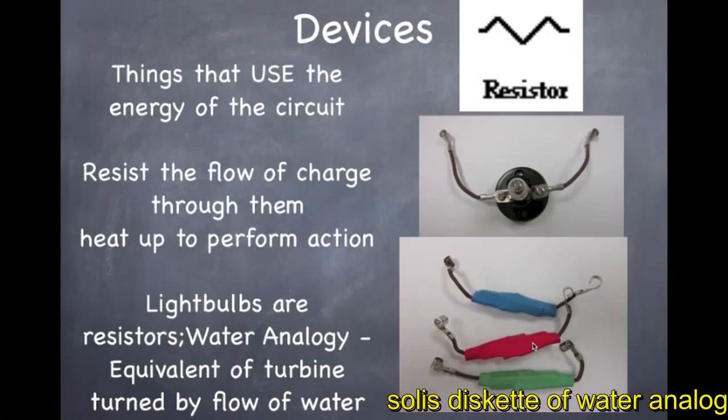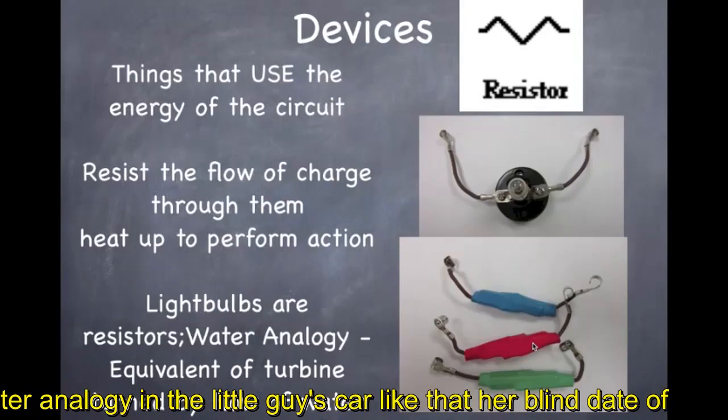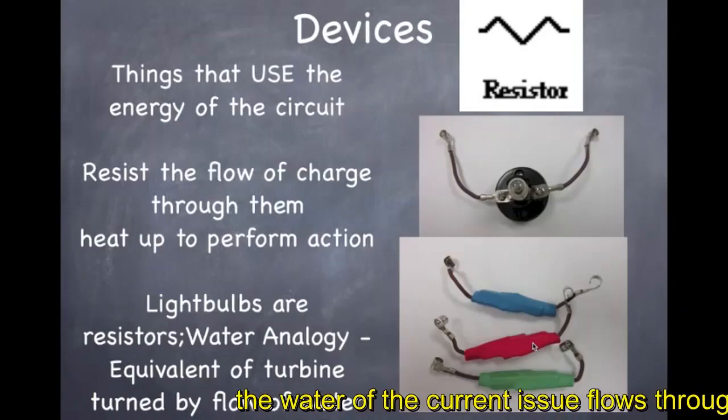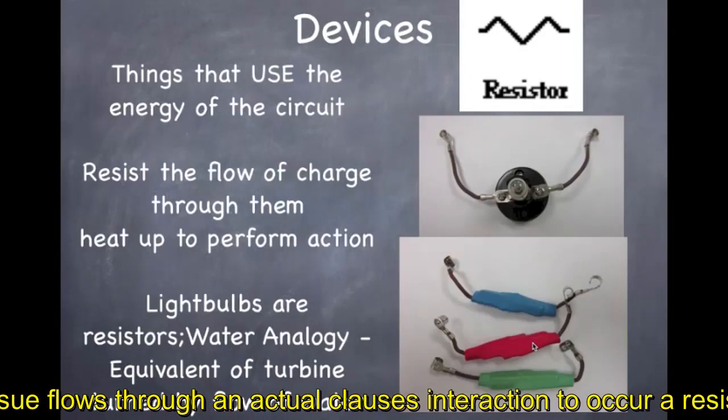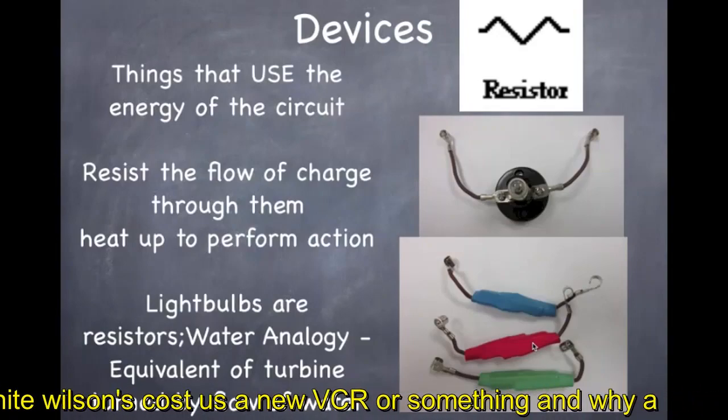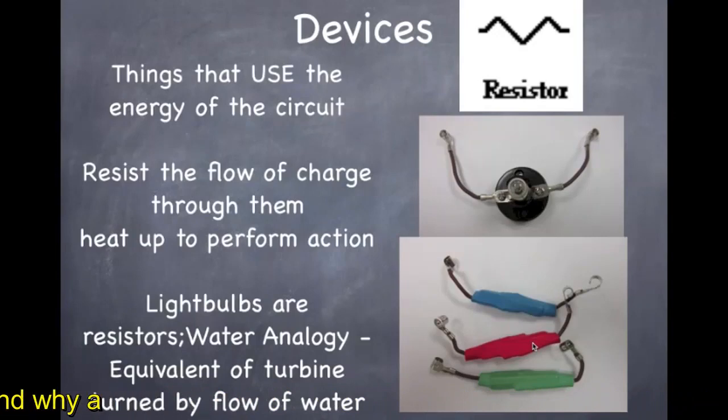So if we use this water analogy again, the light bulb is kind of like a turbine that the current flows through, and it causes some sort of action to occur. Resistors tend to be heaters and light bulbs in this class, so something that will heat up or something that will light up.